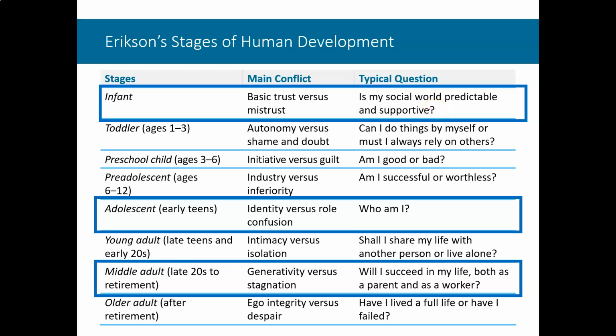So infants typically rely on their caregivers to create a safe, nurturing environment, and so really the trust-mistrust comes with their caregiver. Adolescent years, the conflict relates to identity development or role confusion. Adolescents are typically trying to answer the question, who am I? And in the middle adult years, which is late 20s all the way to retirement, the conflict centers around generativity. Am I successful in my life, both as a parent and a worker? So we're going to be talking about parenting styles in this portion of the lecture when we cover middle adulthood.